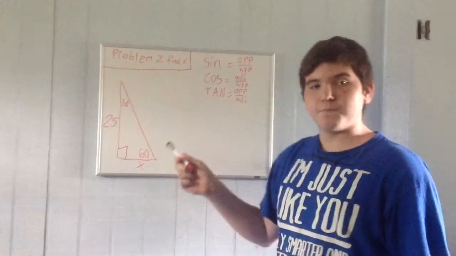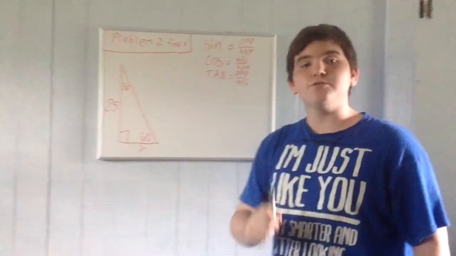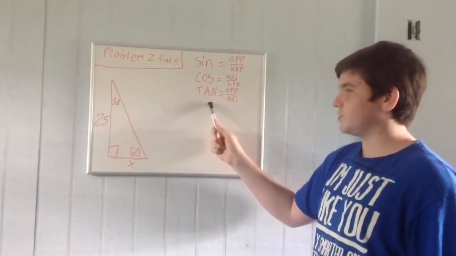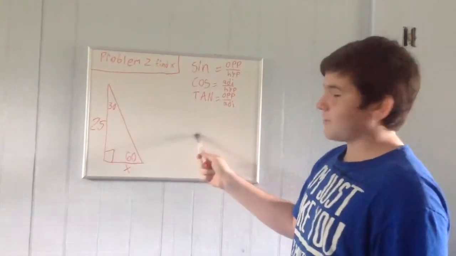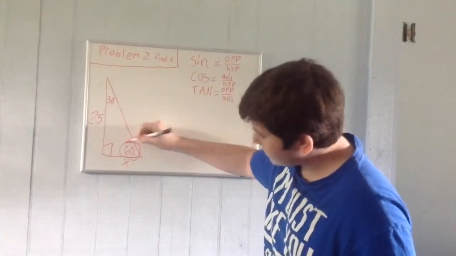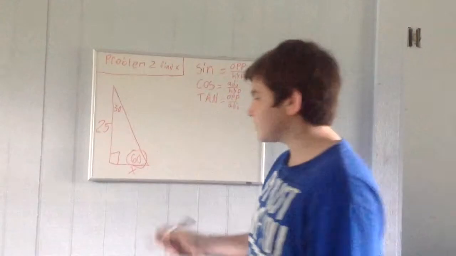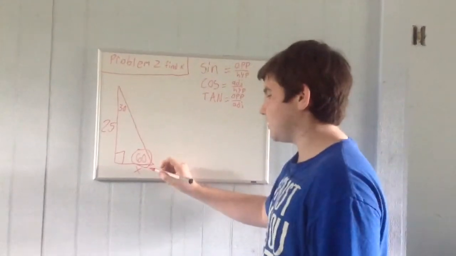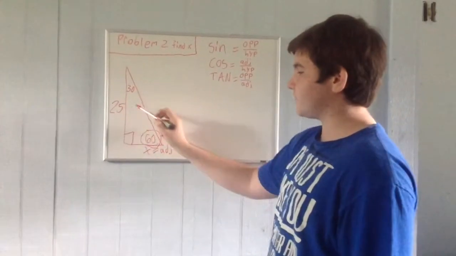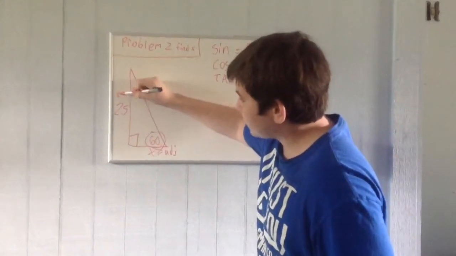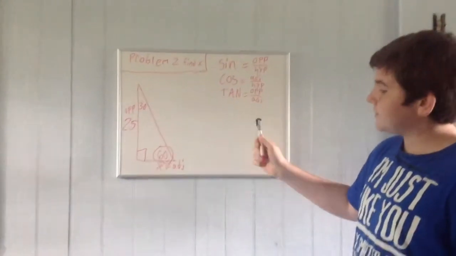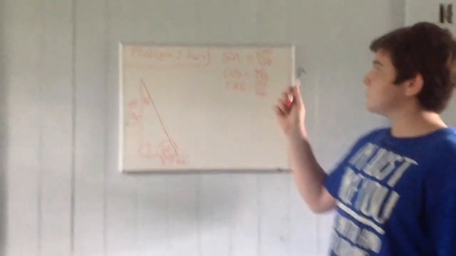This is problem 2. We need to find x. And to do so, we must know, are we going to use sine, cosine, or tangent? To figure that out, we have to choose an angle. I'm going to choose angle 60. Now we need to label the triangle. Since x is next to angle 60, x is the adjacent. And since 25 is across from 60, that is the opposite. Which one of these includes both opposite and adjacent? It's tan.